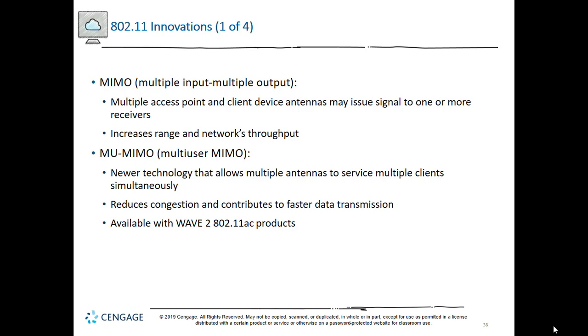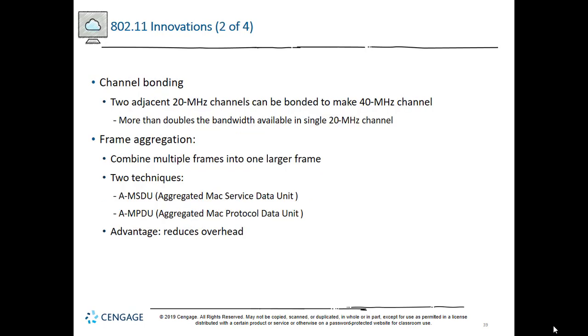Next thing we want to discuss here is something called channel bonding. We talked about how the channel width on Wi-Fi was 20 megahertz in size. So in 802.11n, two adjacent 20 megahertz channels can be combined, or bonded together, to make a 40 megahertz channel. In fact, bonding two 20 megahertz channels more than actually doubles the bandwidth.